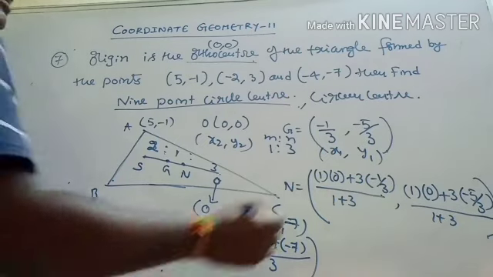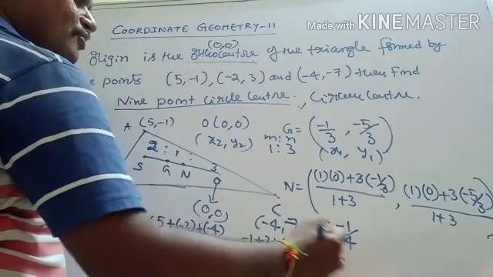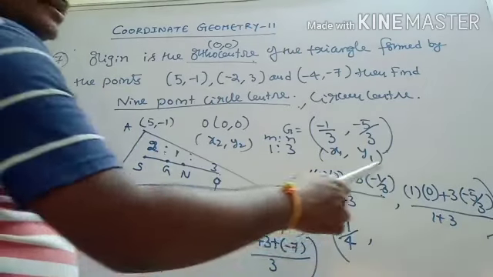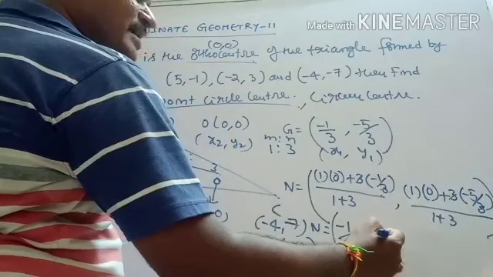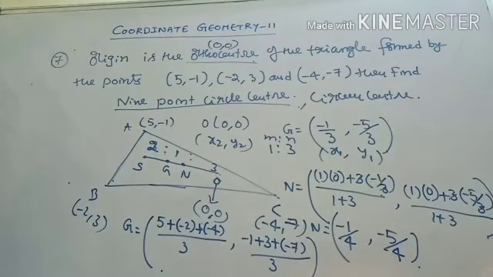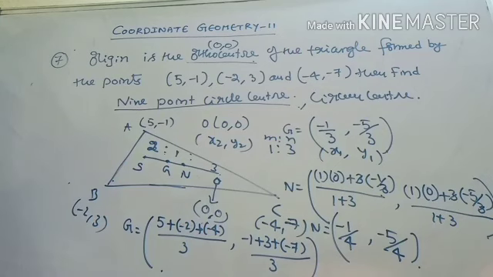Now this is 3 and this 3 will cancel. This is now minus 1 by 4, n equal to, right? And you have here 3 and 3 will cancel, minus 5 by 4. The center, minus 1 by 4 comma minus 5 by 4, is the center of the 9-point circle we have got, right?